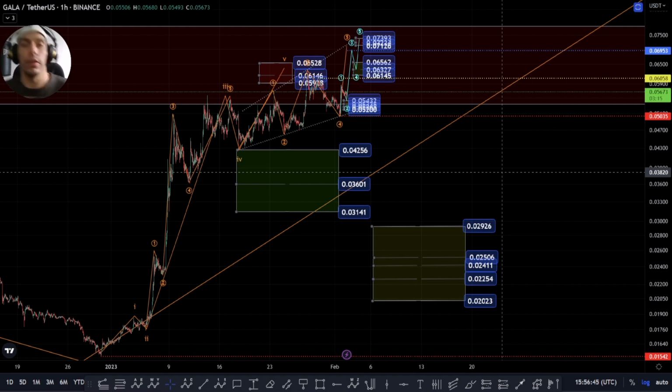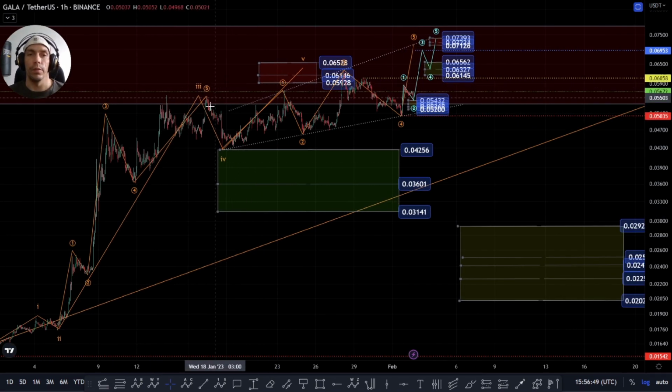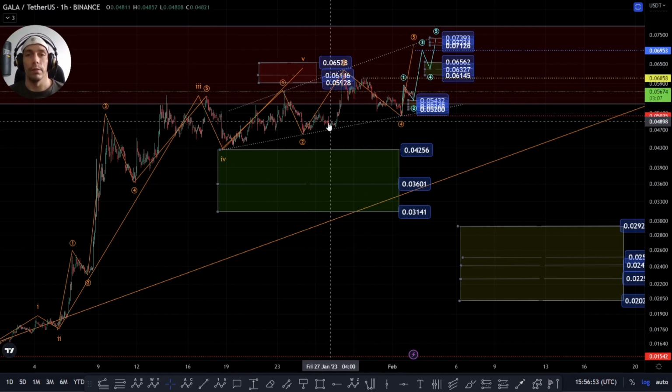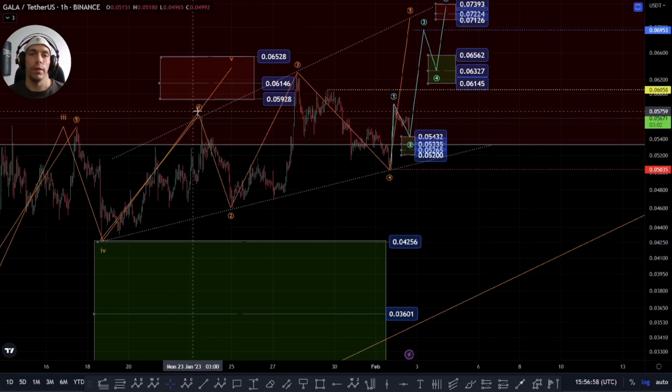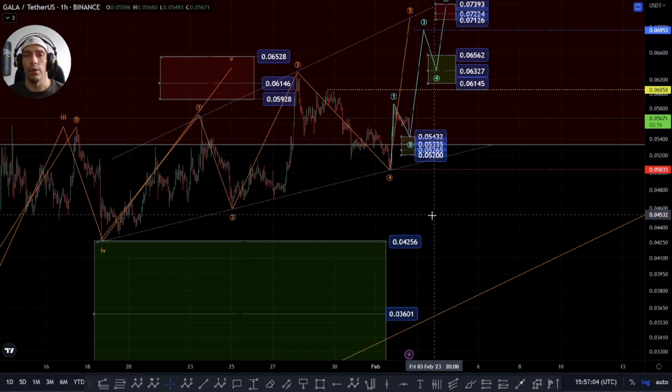Okay, so let's get into it. There were a few things that we were looking at previously, and we're looking at a diagonal potentially into here as a contracting one, but that actually invalidated because we came up higher. So we can still potentially look at this as diagonal. I don't really like this wave one, so we're just going to keep track of it for as long as it does fit the rest of the criteria.